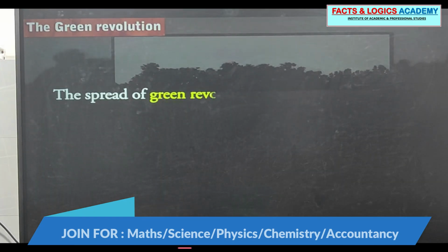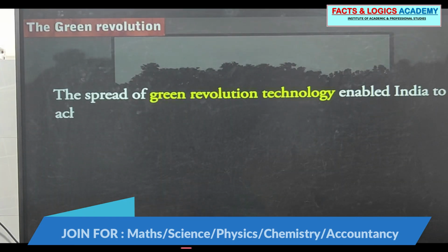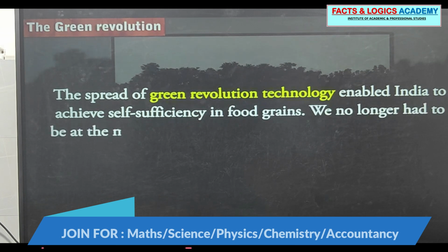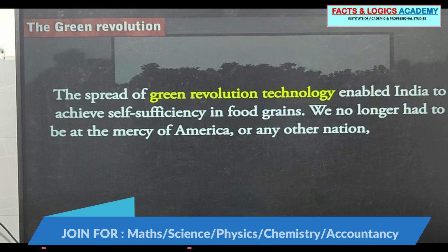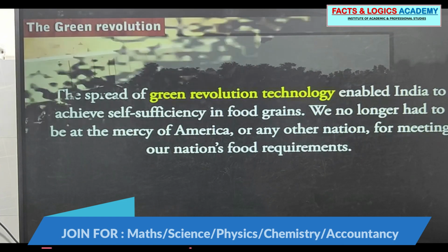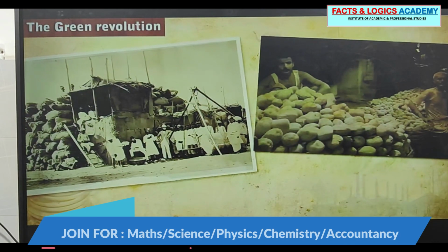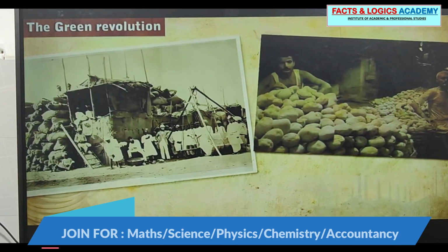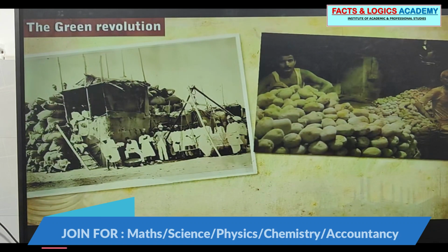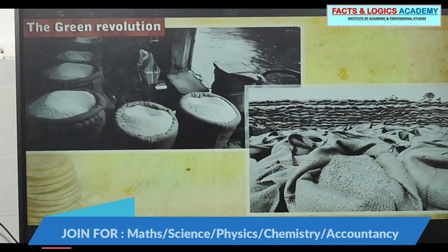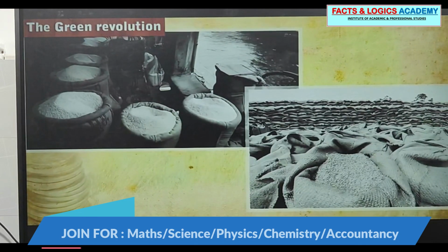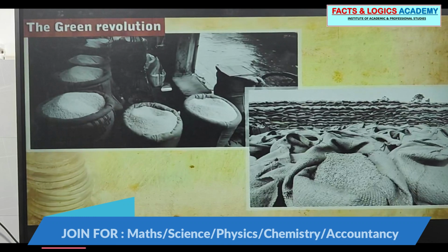The spread of Green Revolution technology enabled India to achieve self-sufficiency in food grains. We no longer had to be at the mercy of America or any other nation for meeting our nation's food requirements. If substantial amount of agricultural produce is sold in the markets by the farmers, the higher output can make the difference to the economy. A good proportion of the rice and wheat produced during the Green Revolution period, available as marketed surplus, was sold by the farmers in the market.